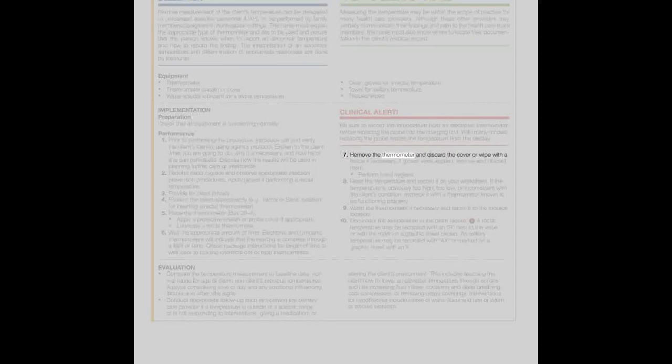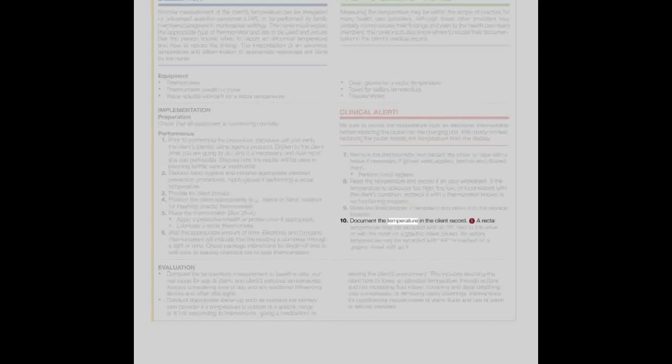7. Remove the thermometer and discard the cover or wipe with a tissue if necessary. If gloves were applied, remove and discard them. Perform hand hygiene. 8. Read the temperature and record it on your worksheet. If the temperature is obviously too high, too low, or inconsistent with the client's condition, recheck it with a thermometer known to be functioning properly.